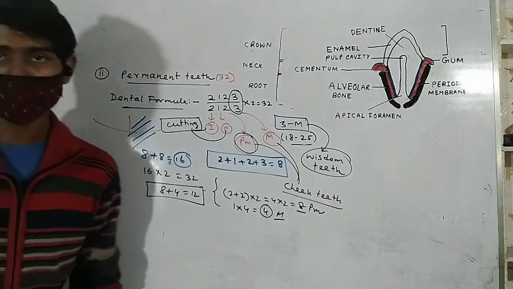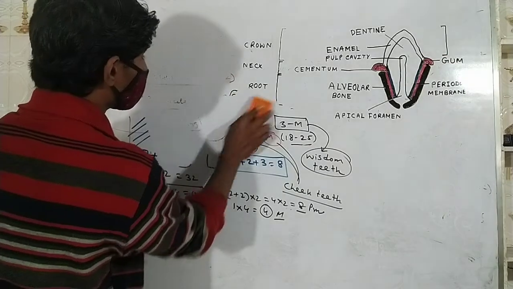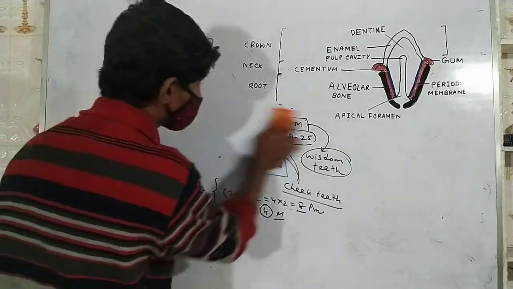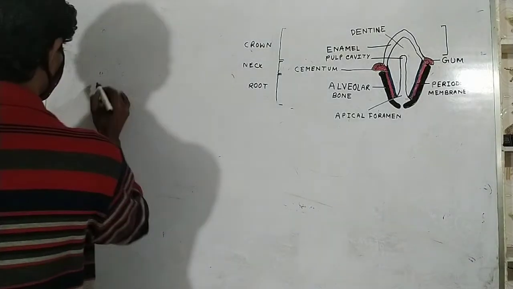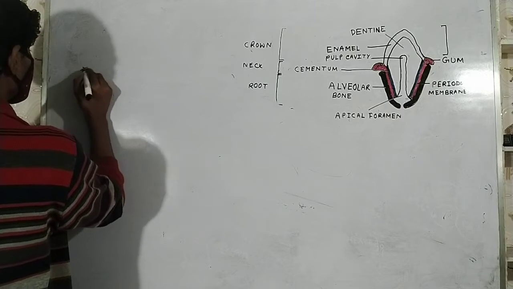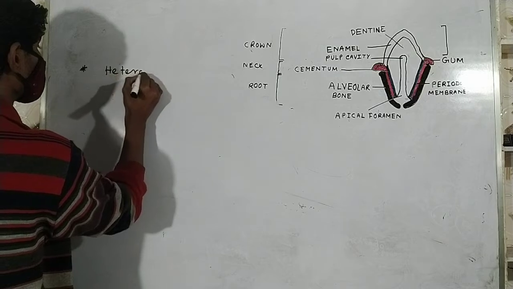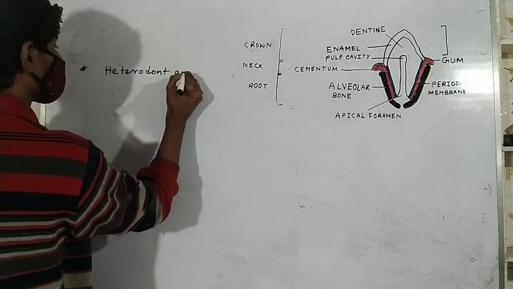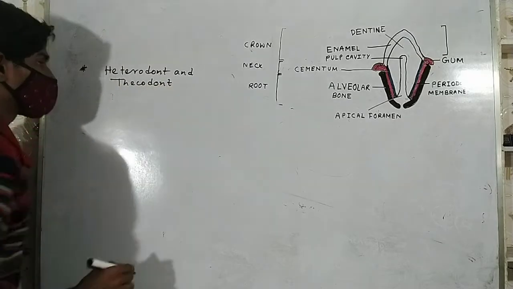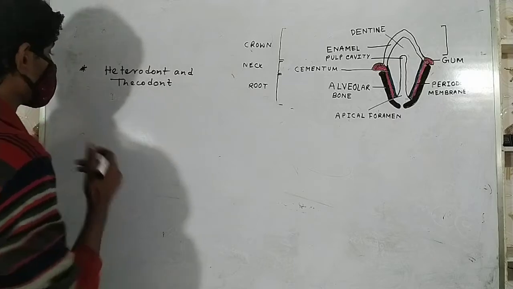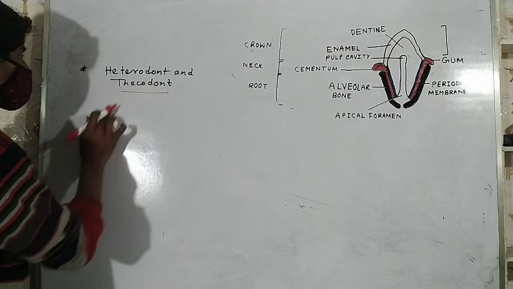Now let us talk about other features of human teeth. First of all, human teeth are heterodont and thecodont. These features have already been discussed, but let me tell it once again.